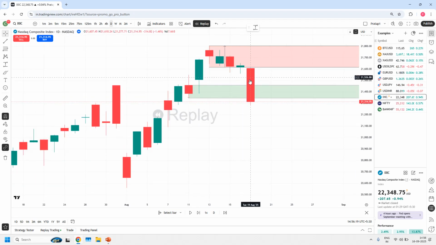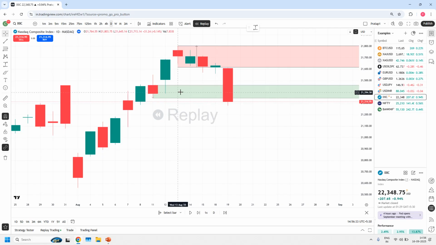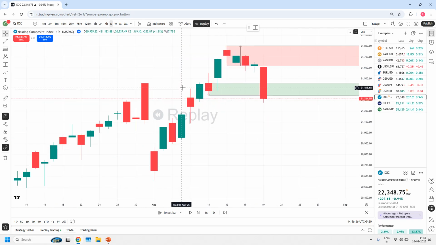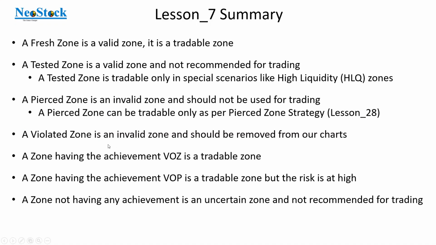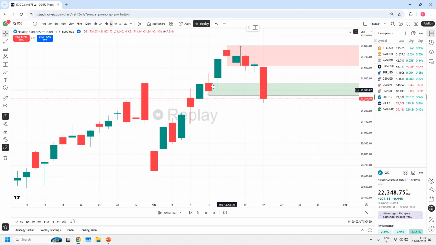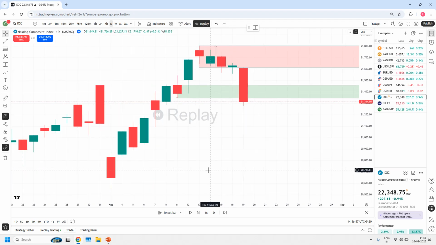Okay, anyway, we have a supply zone here. What has this supply zone done? This supply zone completely consumed all the buy orders in the demand zone. And that way this zone is called a violated zone. What is the point you learned? A violated zone is an invalid zone and it should be removed from the charts. So this zone should be removed from the charts. Why? Because this is not a valid zone at all for planning the trades.